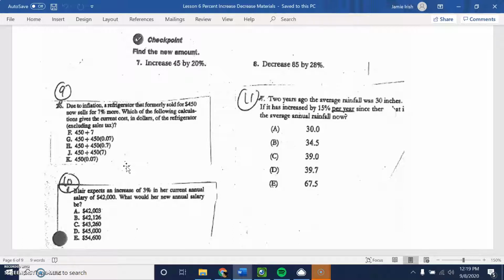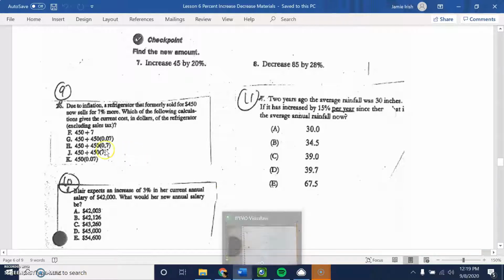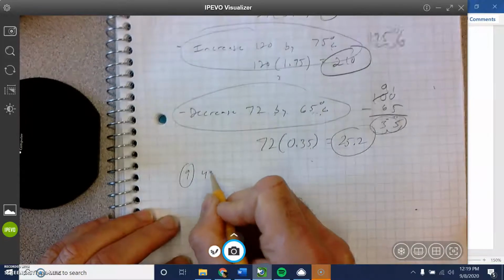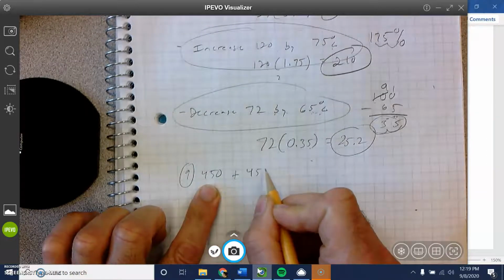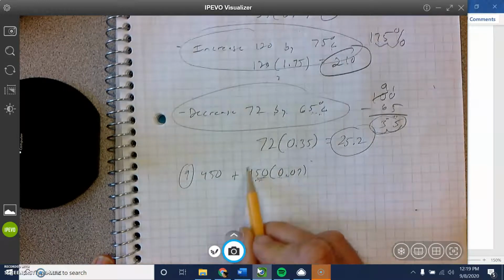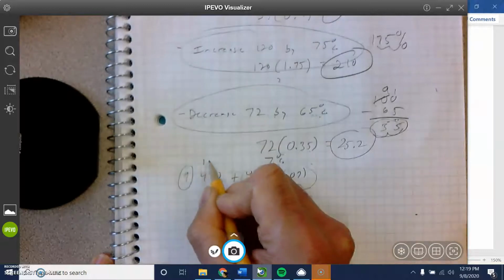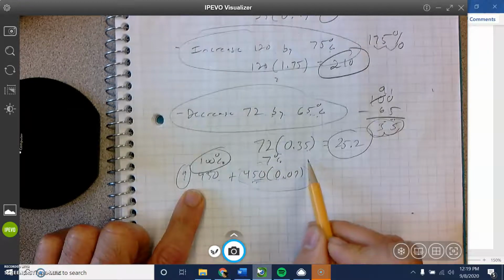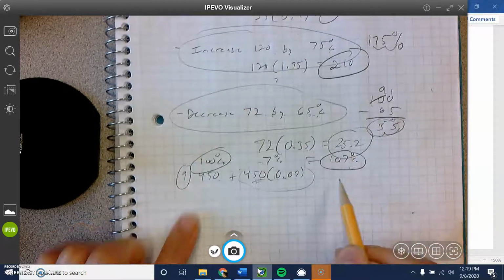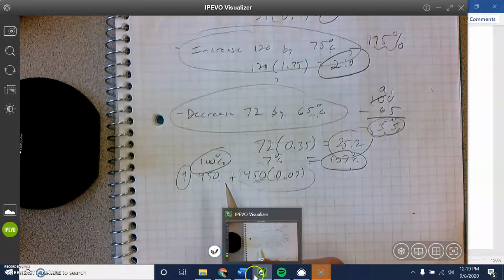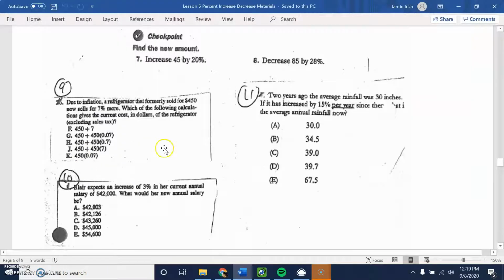All right, let's see. So I would choose G. Why would I choose G? So number 9, you have the 450, which is the 100%, plus the 7% times this. So this is the 7%, and this is the 100%. So that's how I know 100% is the whole thing, and then this is finding 7%. You add them together, and you get the full 107%. Whatever that is, it doesn't ask you for the answer. So this one is G. Cool.